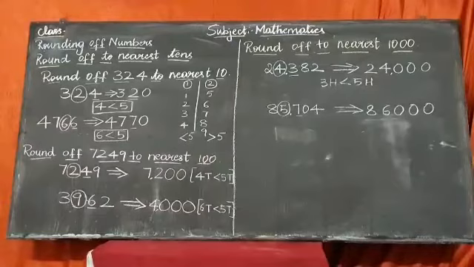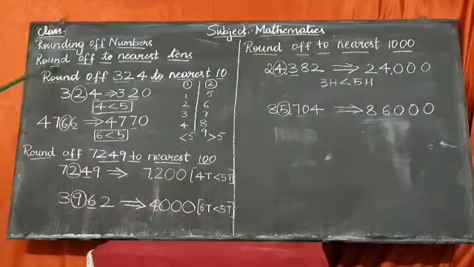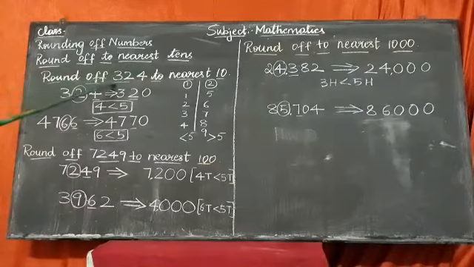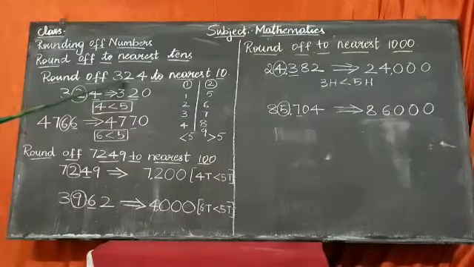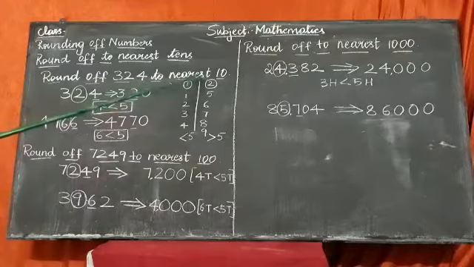Today we are going to learn rounding of numbers. So first we will learn round off to nearest tens place. You see the number here. Read the number, students. Can you read the number? It is 324. They are telling us to round off to tens place.